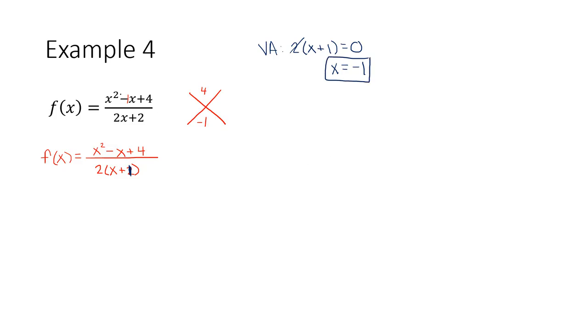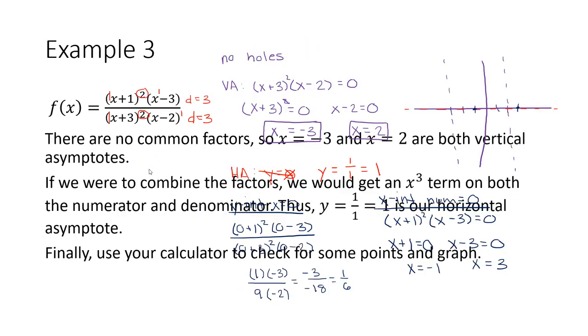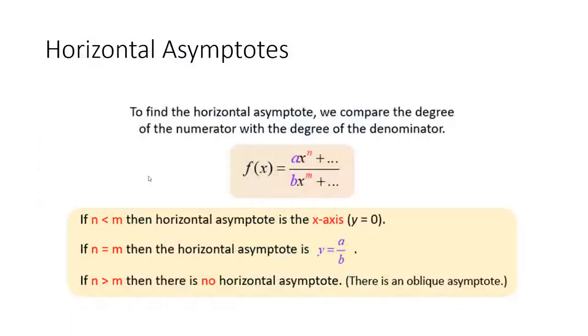This time, if we start to look for our horizontal asymptote, we look at the degrees. The degree of the numerator is 2. The degree of the denominator equals 1. So going all the way back to our rules for horizontal asymptote, the degree of the numerator is bigger than the degree of the denominator, we know that there's no horizontal asymptote. So n is bigger than m, no horizontal asymptote.